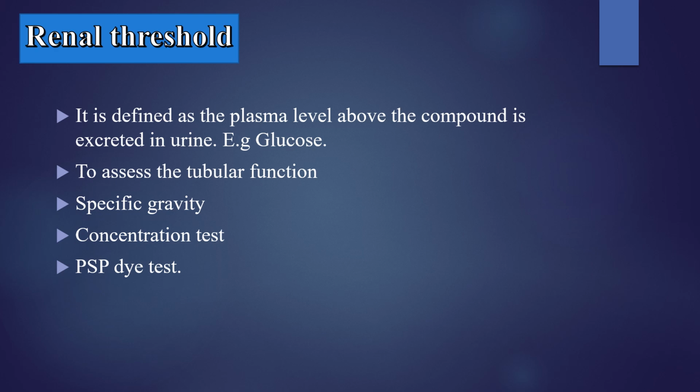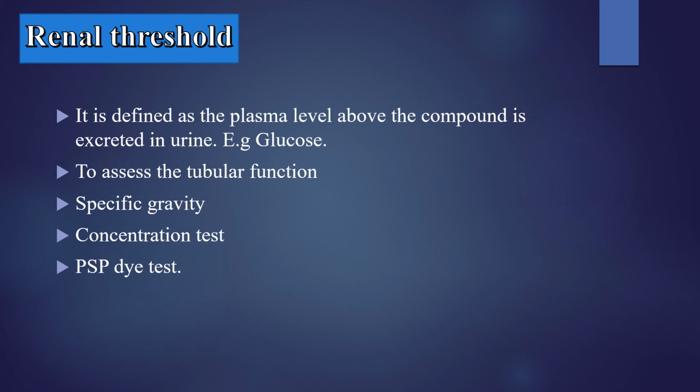And then the important topic frequently used in this topic is the renal threshold. Renal threshold is defined as the plasma level of glucose at which it is excreted in the urine. The normal renal threshold of glucose is 160 to 180 milligram per dl. If the glucose concentration exceeds 180 milligram per dl, obviously the glucose will be excreted in the urine. That condition is called glycosuria.